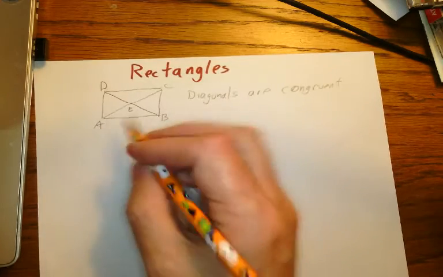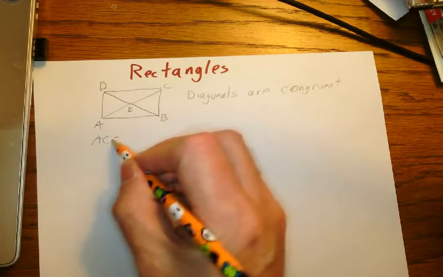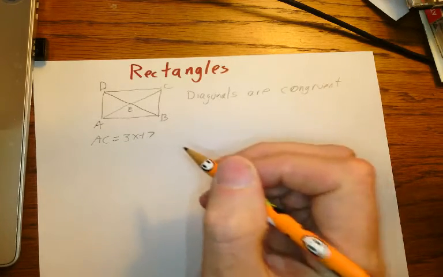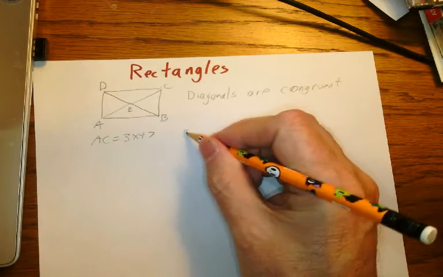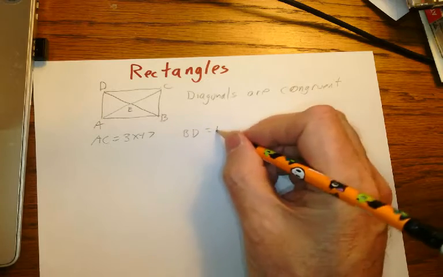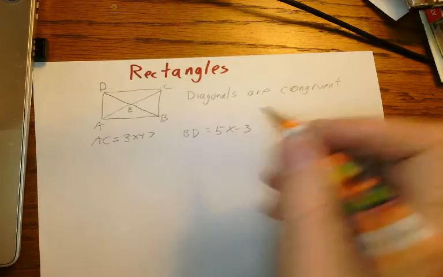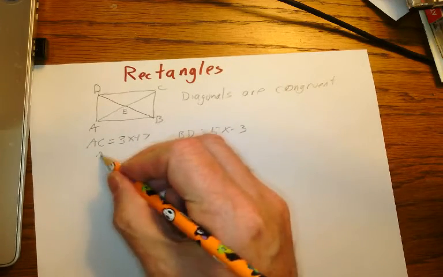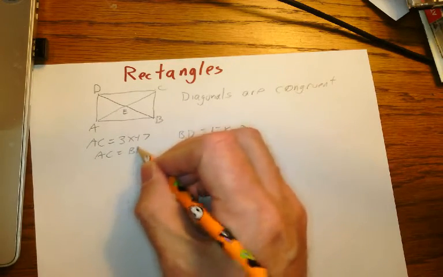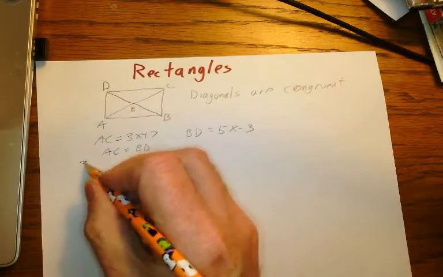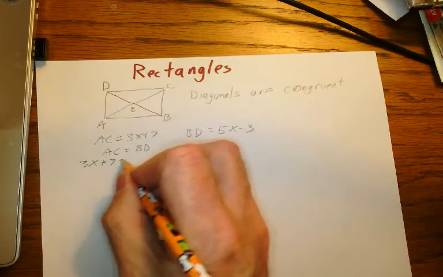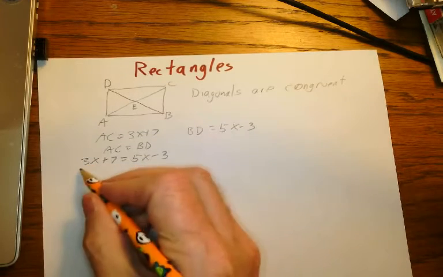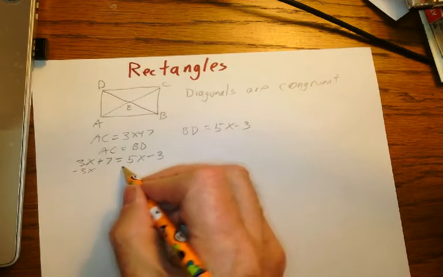Now, we can have a problem like this. AC is equal to 3x plus 7, and BD is equal to 5x minus 3. Well, AC is a diagonal, BD is a diagonal. We know that AC is equal to BD. So therefore, we would simply say 3x plus 7 is equal to 5x minus 3. And let's solve this now to find x.